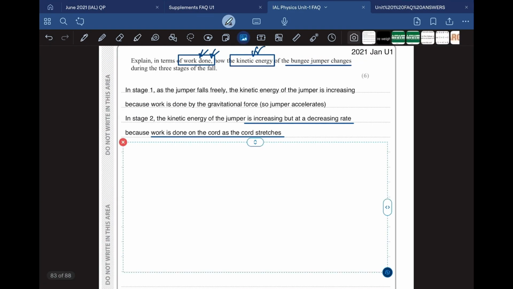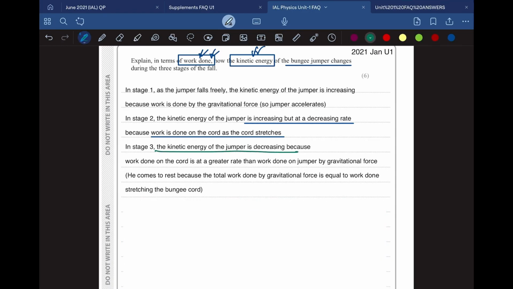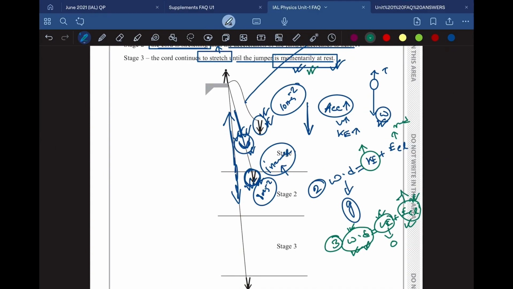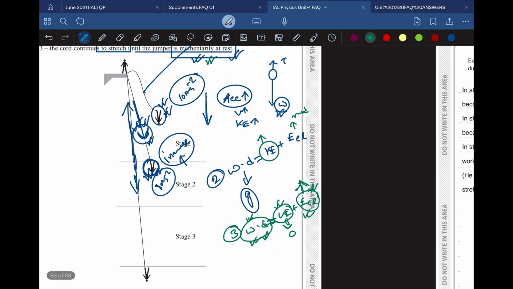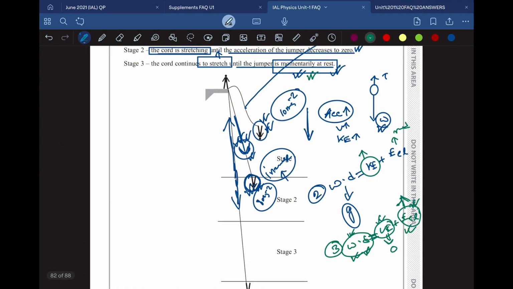So now we can explain it in stage 3. It says the kinetic energy of the jumper is decreasing. Why is it decreasing? Because we know the work done by the gravitational force is constant, and as the elastic strain energy is increasing constantly, the kinetic energy has to decrease, because both of them will be equal. The work done on the cord is at a greater rate than work done on the jumper by gravitational force. It comes to rest because the total work done by gravitational force is equal to the stretching of the bungee cord. We know the elastic strain energy is equal to the work done by the gravitational force. That's why the kinetic energy becomes equal to 0.